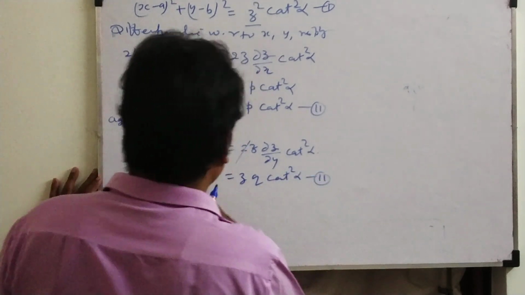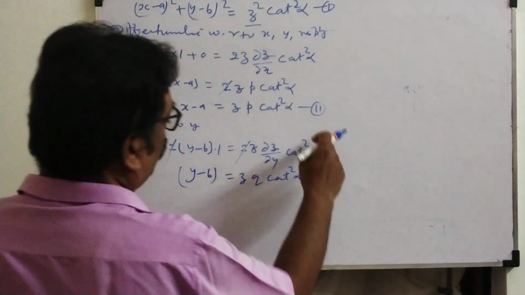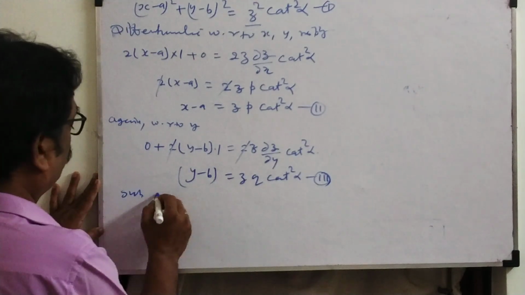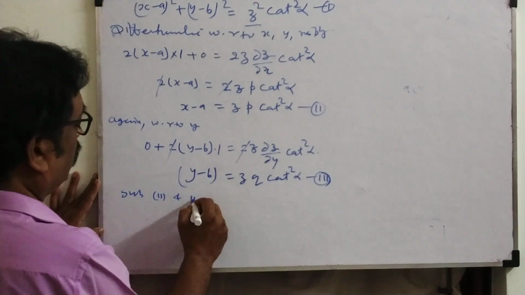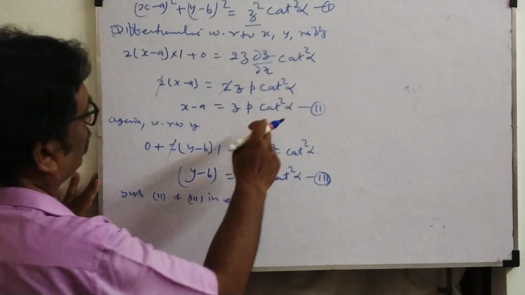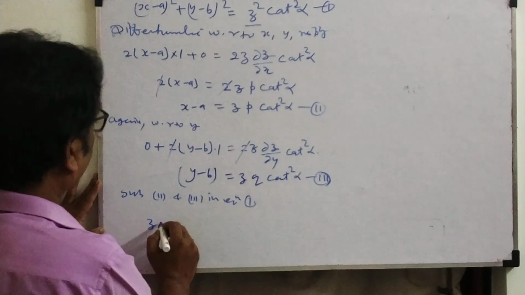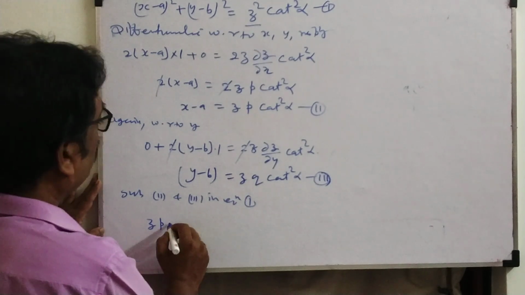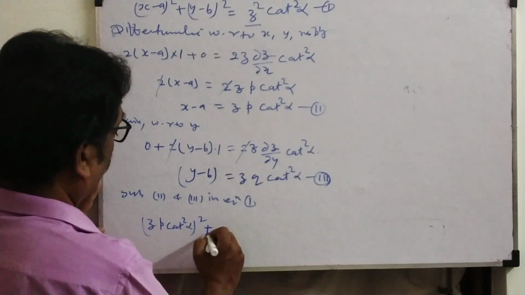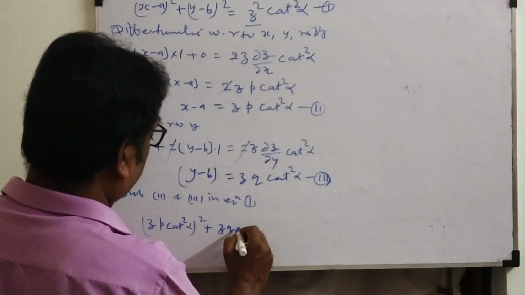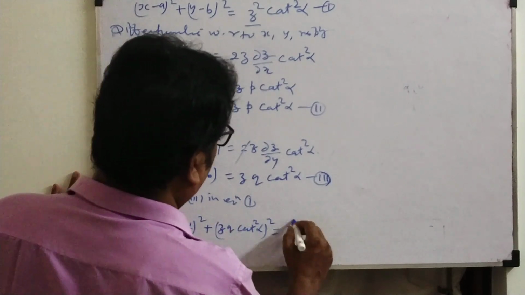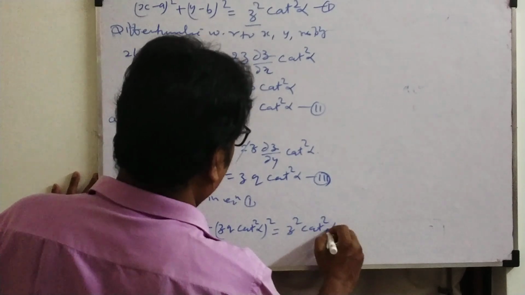Give this equation 3. Now substitute equations 2 and 3 in equation 1. So what is there? X minus a is z p cot square alpha, whole square, plus y minus b is z q cot square alpha, whole square, equal to z square cot square alpha.